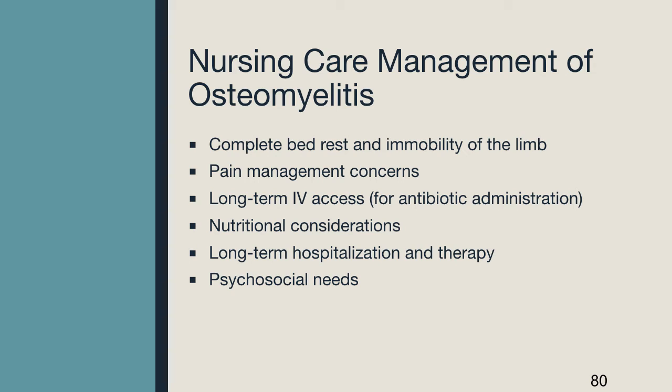Even as they get better, they may send them home on home IV therapy, but then they'll have a home health nurse that comes out and gives them their antibiotics. In some cases, they may train the family to do it, but in general, they usually want to watch them a little bit closer. And of course, there are psychosocial needs that are being affected by them having to be on complete bed rest. So they're not able to go outside and play with their friends or do things with their families like they're used to doing.